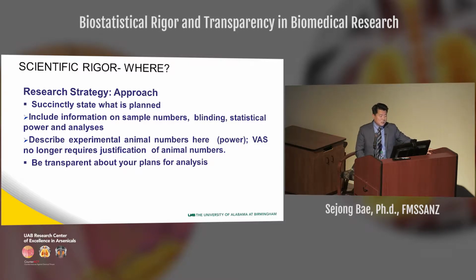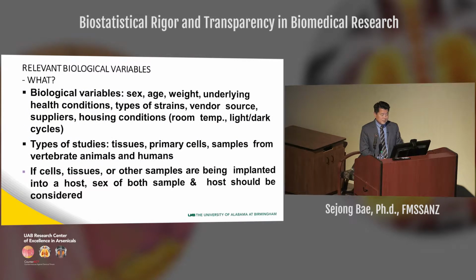So in the research strategy, we have to succinctly state what is planned. That includes the sample numbers and blinding that you plan to do, and statistical power and analysis, and describe the experimental animal numbers here, which is the power calculation. And NIH no longer requires justification of the animal numbers, but it needs to be in the research strategy section. Be transparent about the analysis plan. You need to clearly specify the statistical analysis plan in the scientific grant applications.